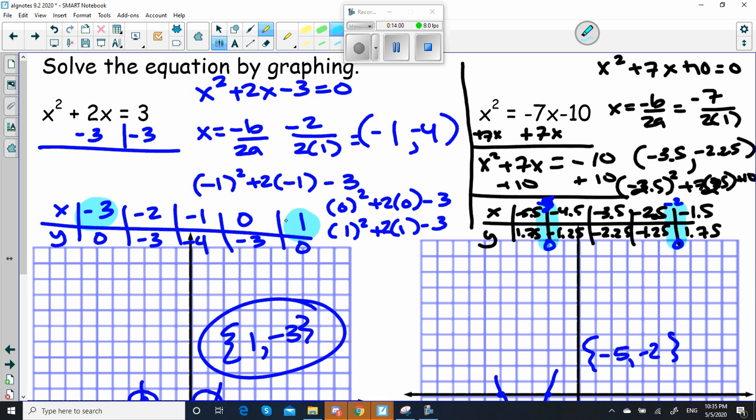Okay, so those are the x-intercepts, and this is how you solve by graphing. Remember, if it's already solved, you just look at it and see where it crosses the x-axis. So this is kind of review. I hope you thought this one was easy.